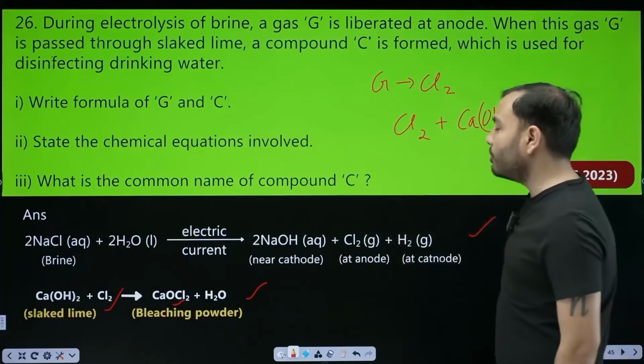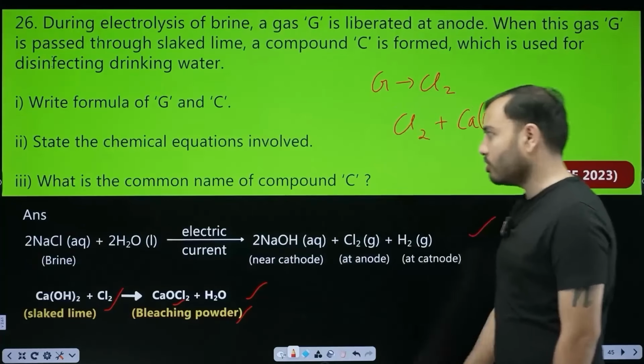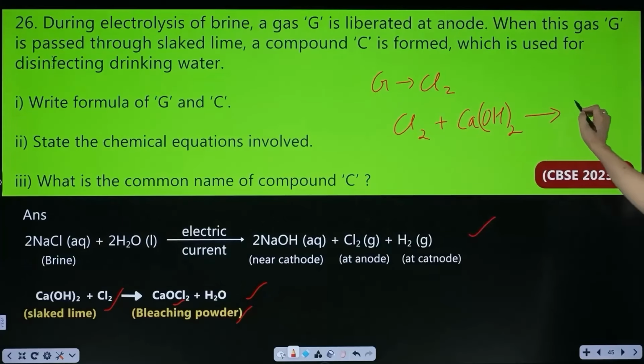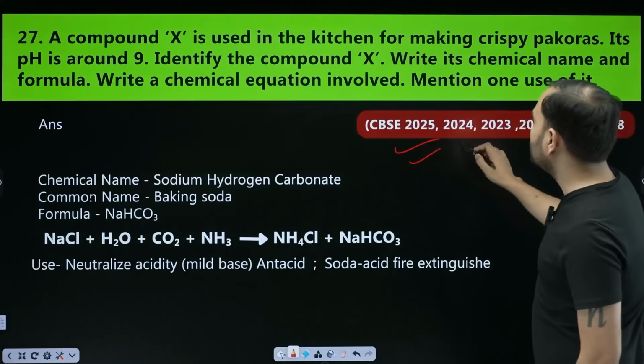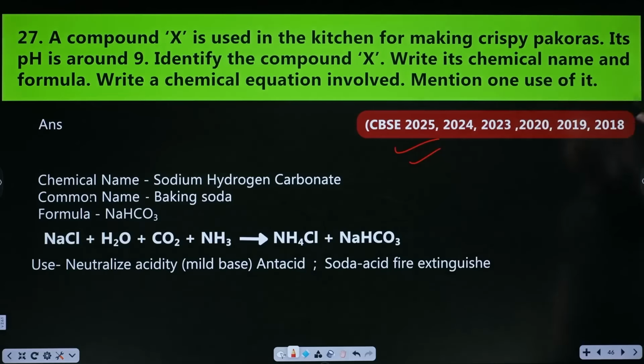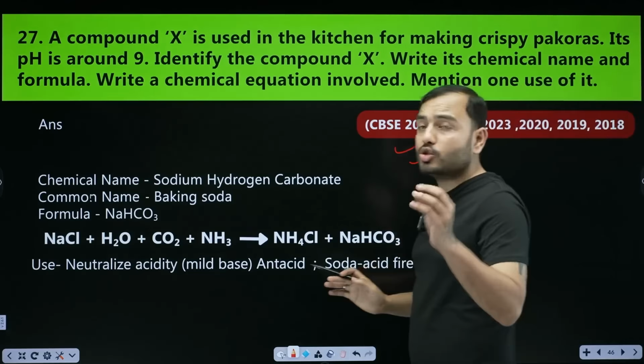What is the common name of compound C? What is the name of compound C? Common name? Bleaching powder, right? CaOCl2. This becomes compound C. Clear? Let's move ahead. Absolutely theoretical. CBSE 2025, 23, 20, 19, 18. Questions always come from here and students leave them.